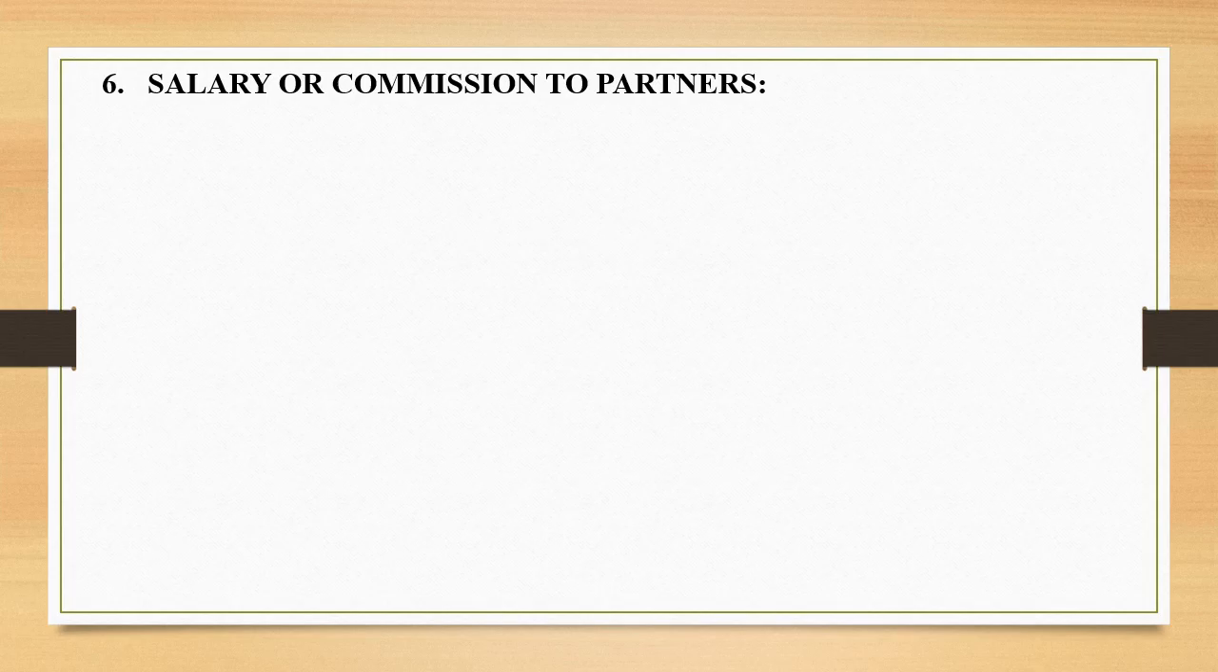Salary or commission to partners. When you allow a salary or commission to partners, it is an appropriation and to be debited to P&L appropriation account.